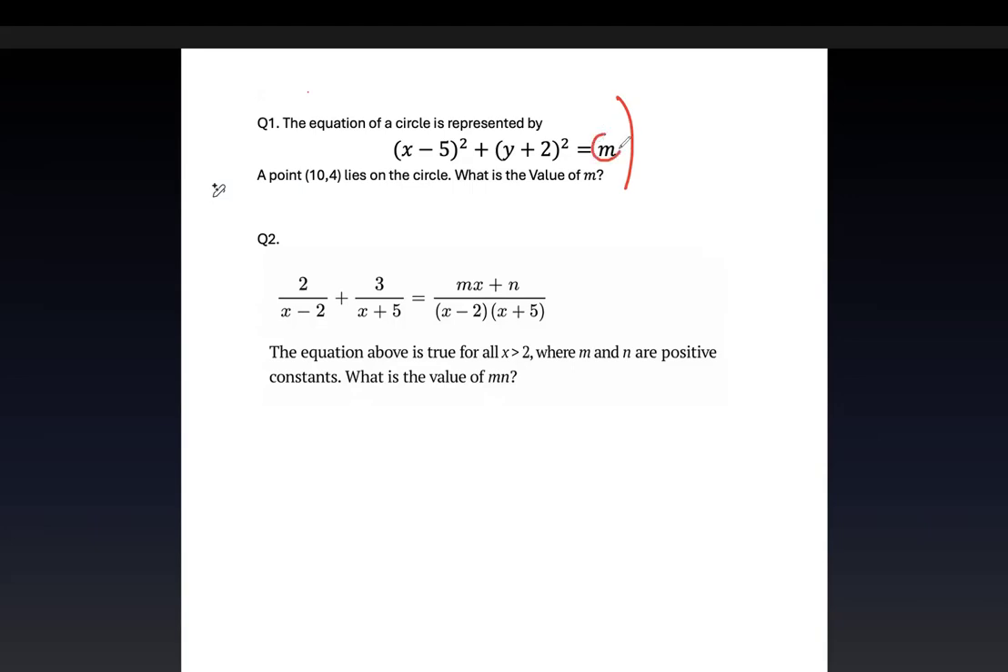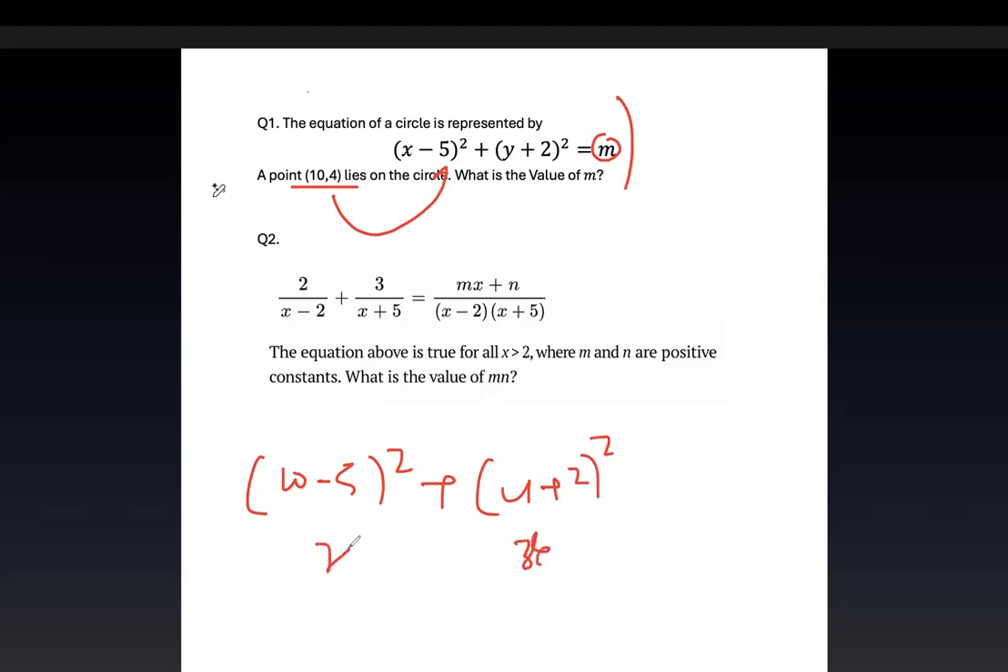They want you to calculate M. And they said it's a point, 10, 4 laying on it. You don't have to overthink. This satisfies the equation. Plug it in. You have 10 minus 5 squared plus 4 plus 2 squared. This is going to give you 36. This is 25. Answer is 61. Therefore, M is 61. That's the first question.